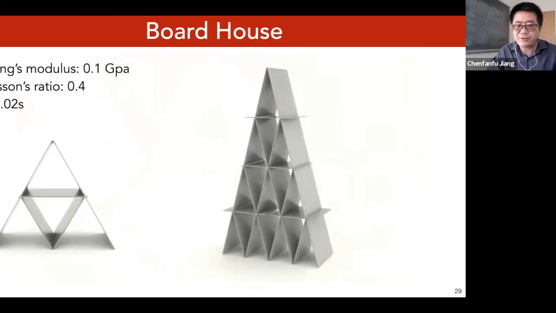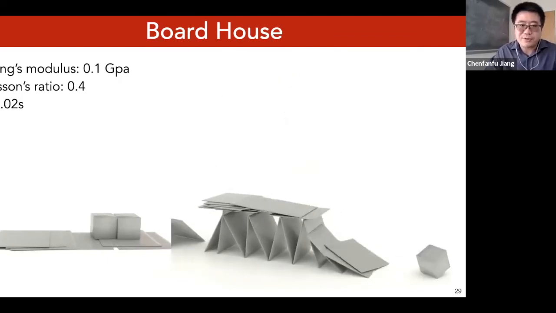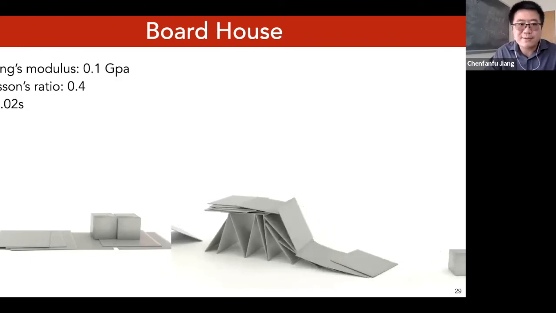And also for the stable structure of a stiff board house, like with poker cards. And if we hit it with some high-speed boxes, we can see that there's this transition between sticking and sliding modes, and those can be naturally resolved.